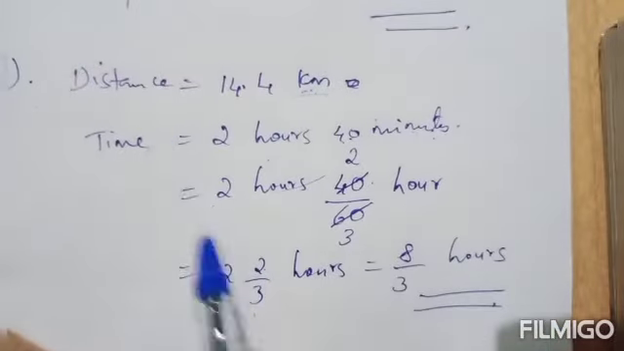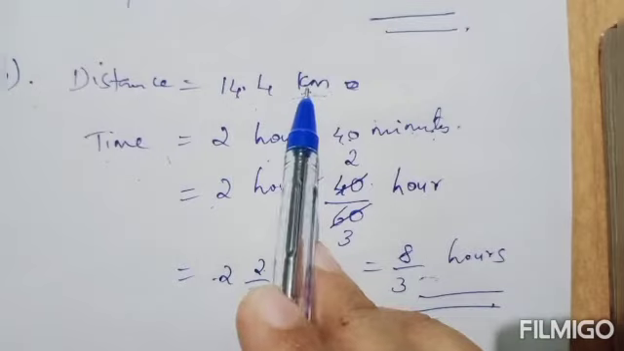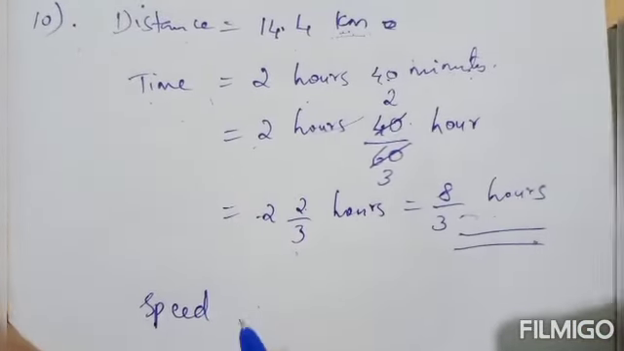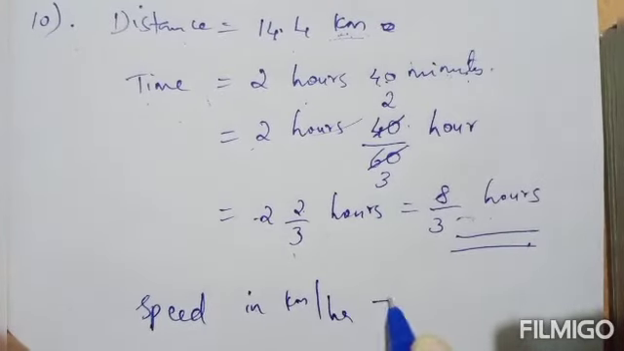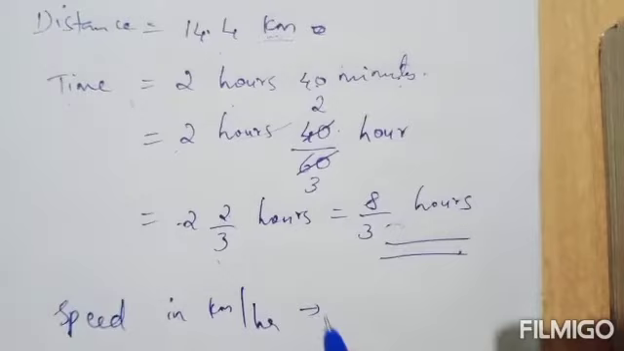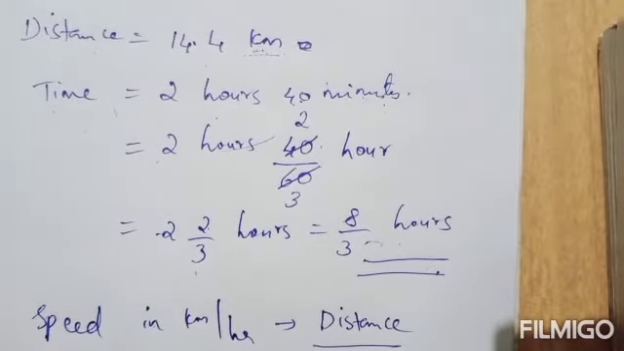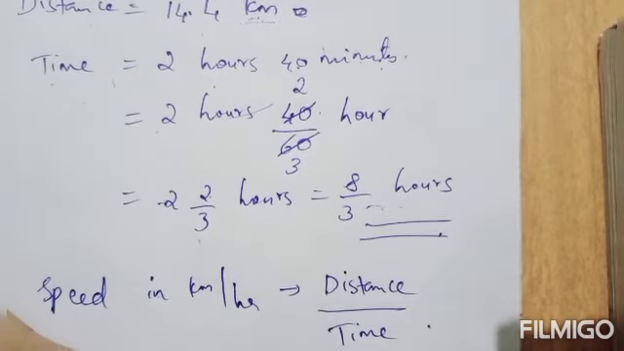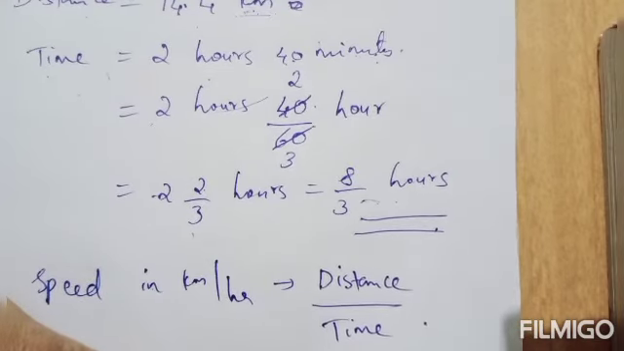Okay, so we have distance and time. Distance in kilometer and time in hour. So we can find the speed in kilometer per hour. Okay, so speed equal to, we know the formula, distance by time. Okay, distance it is 14.4, by time it is 8 by 3.